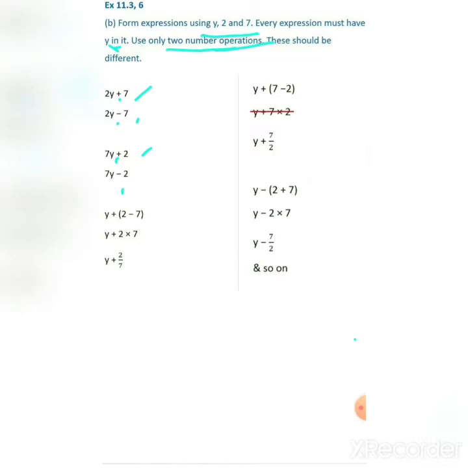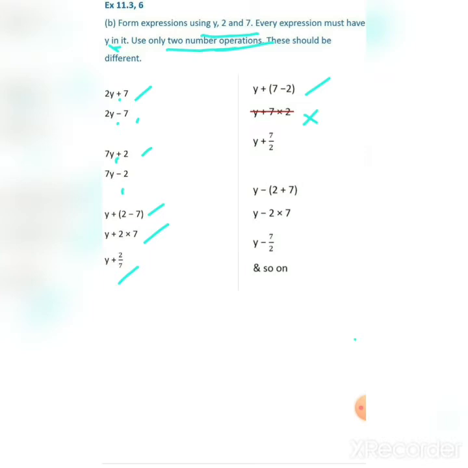Then another one is y plus 2 minus 7, y plus 2 into 7, y plus 2 upon 7. Here you can see division is also used. Then y plus 7 minus 2. Now what you can notice over here is y plus 7 into 2. This one is cancelled by putting a red line. That means this is wrong. This we cannot write again.